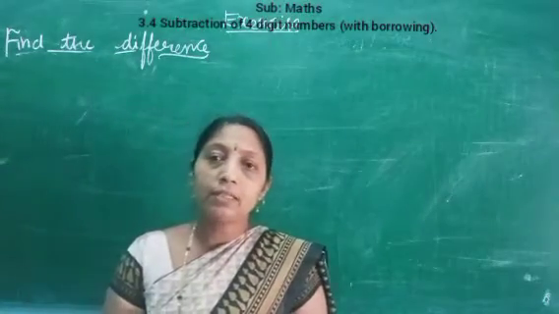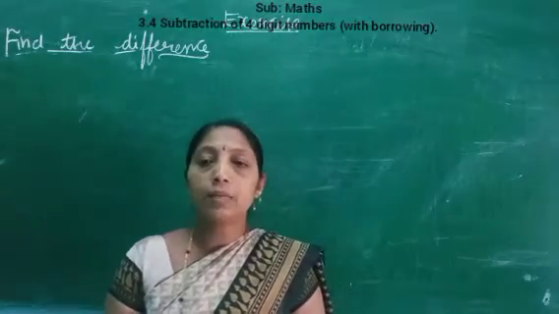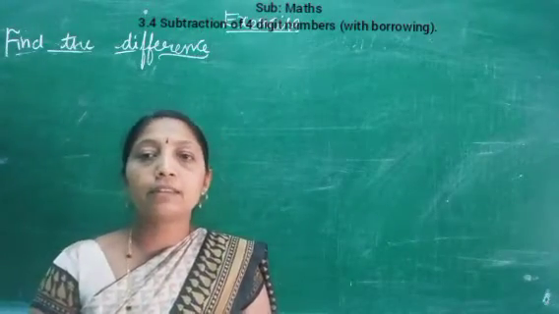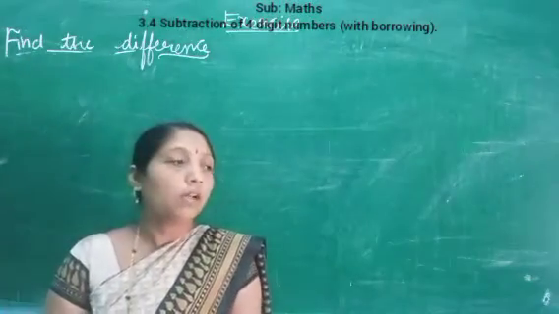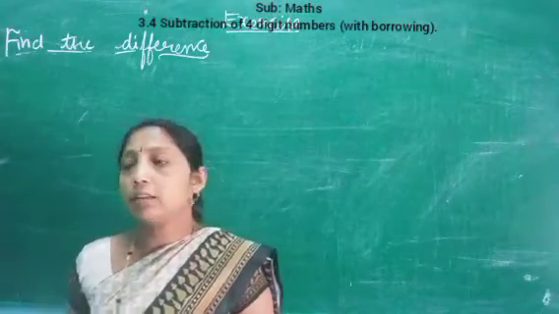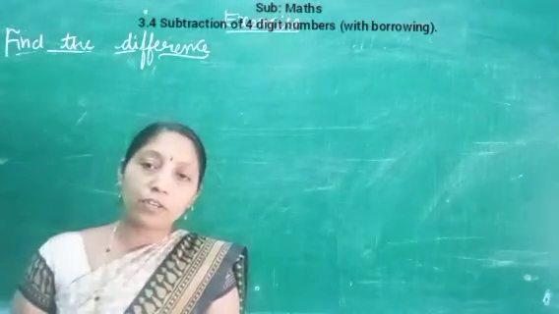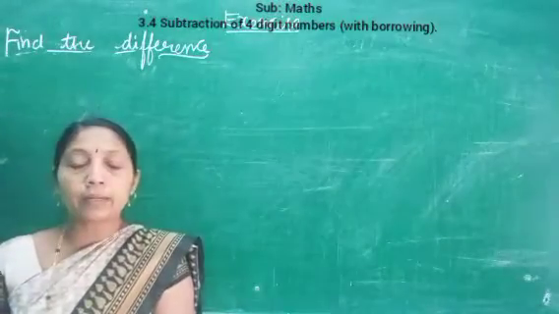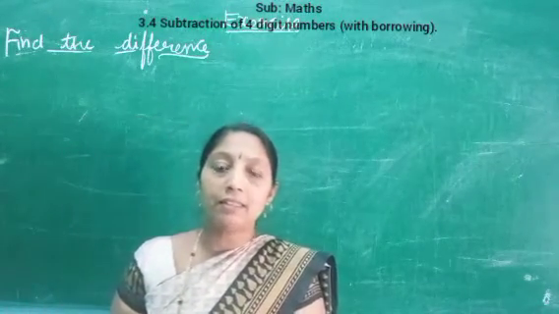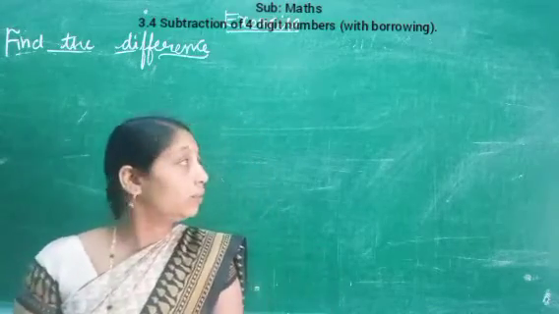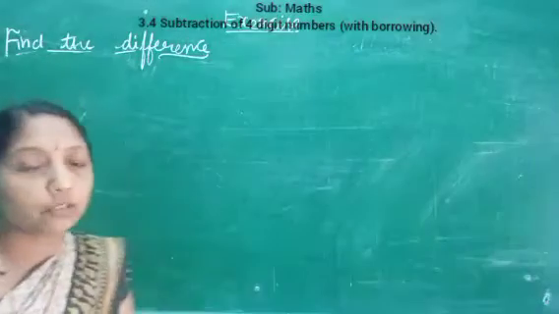Dear students, today we discuss my subject 3.4, subtraction of 4-digit numbers with borrowing. Okay children, in the previous class we already learned about 4-digit minus 2-digit numbers. Today we discuss 4-digit minus 3-digit numbers. How can you solve the problems? Okay children, I will show you.